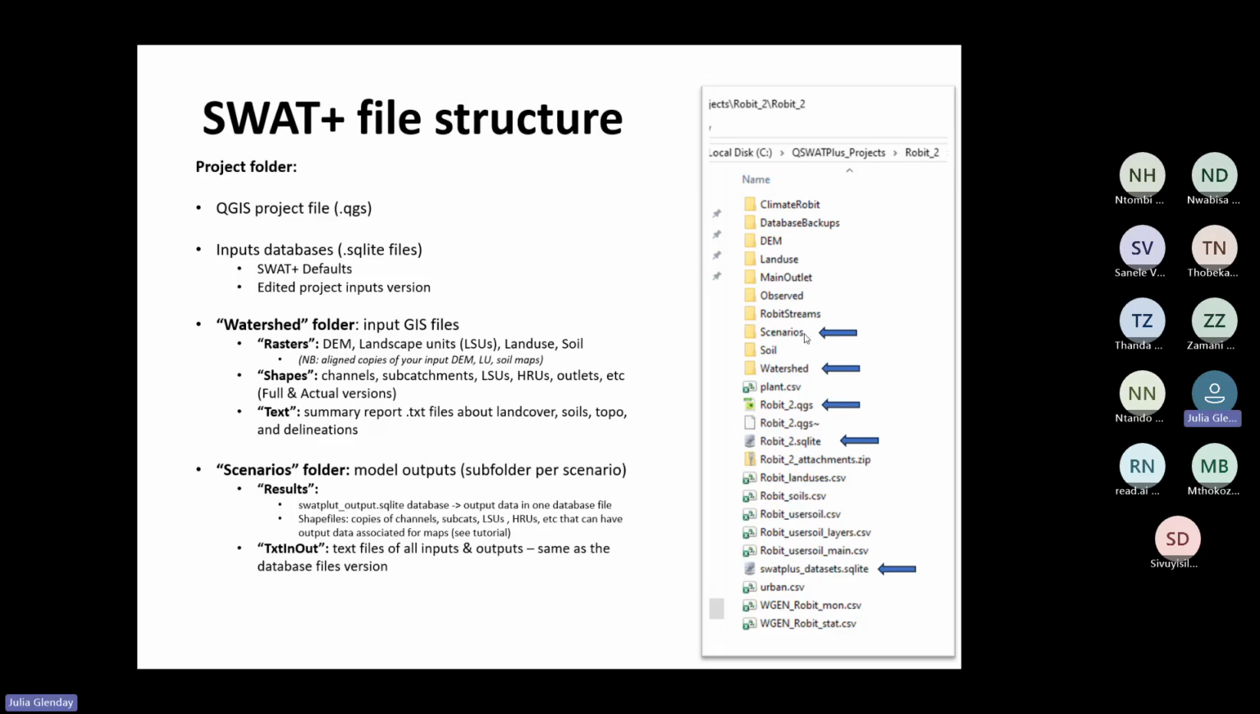And then it also makes this scenarios folder. And this is where the outputs of the model get stored. And inside that scenarios folder, there's a results folder and there's a text in out folder. And I'll go through what's in those as well. There's another database file, and then there's shape files that get used for the results as well. And then the text in out has text file versions of all the model inputs and outputs that are also in these database versions.